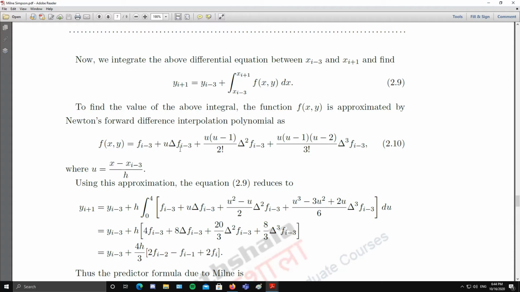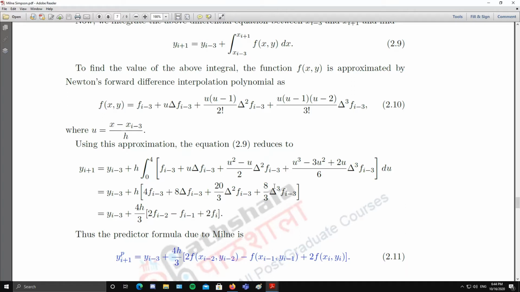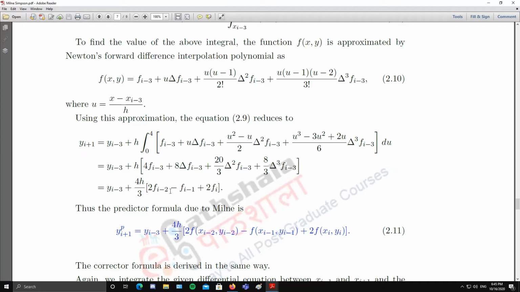that is, f(i-3) plus u del f(i-3) plus u square minus u by 2 del square f(i-3) plus u cube minus 3u square plus 2u by 6 del cube f(i-3) du. On integration and using the formulas for del f(i-3), del square f(i-3) and del cube f(i-3), we have this expression. This is called Milne's predictor formula.